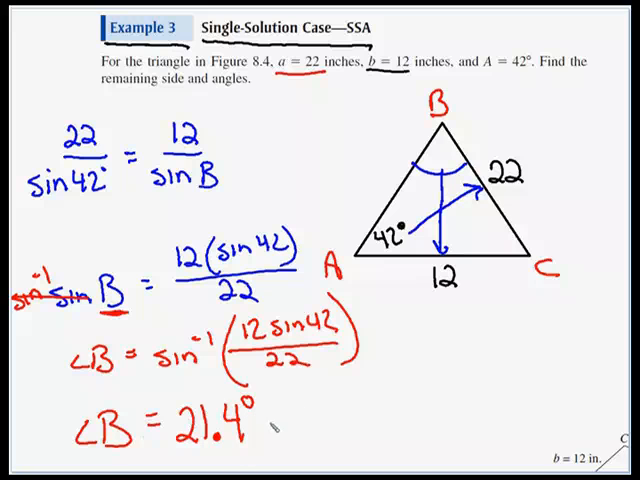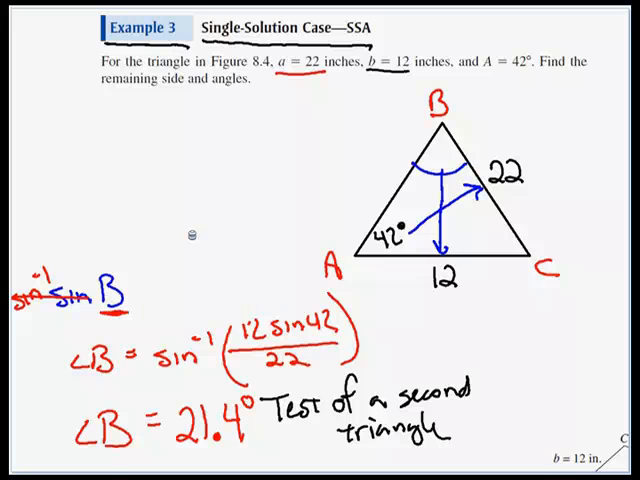After we find that first angle, we're going to test for a second triangle. And it's a pretty simple test. Let me clear some room out of here. We don't need this anymore.